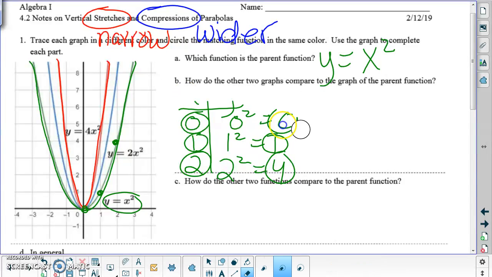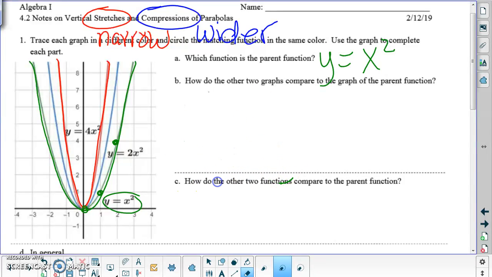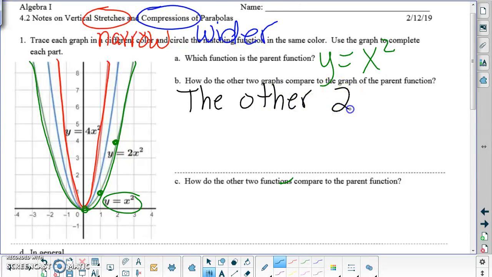Okay, now if I look at part B, it says, how do the other two graphs compare to the parent function? Well, the other graphs are skinnier. The other two graphs are skinnier or more narrow.